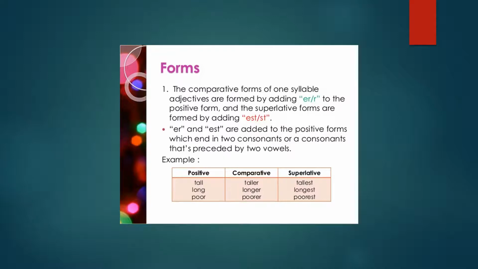For example, tall is a positive form, the comparative form of tall is taller, the superlative is tallest. Long, longer, longest; poor, poorer, poorest. Now, take more examples like bold, bolder, boldest; clever, cleverer, cleverest; dark, darker, darkest; great, greater, greatest; hard, harder, hardest. Now, in the second slide, we will learn more about the formation.